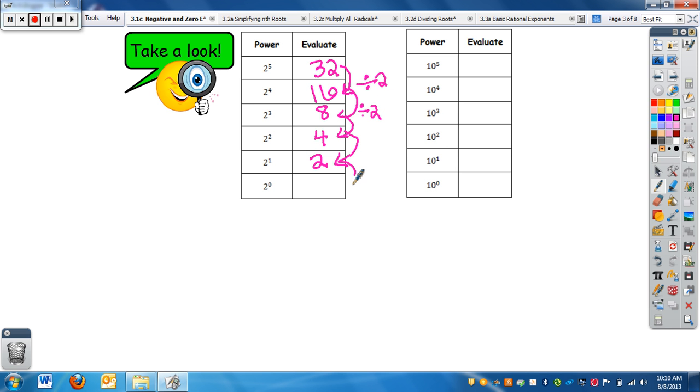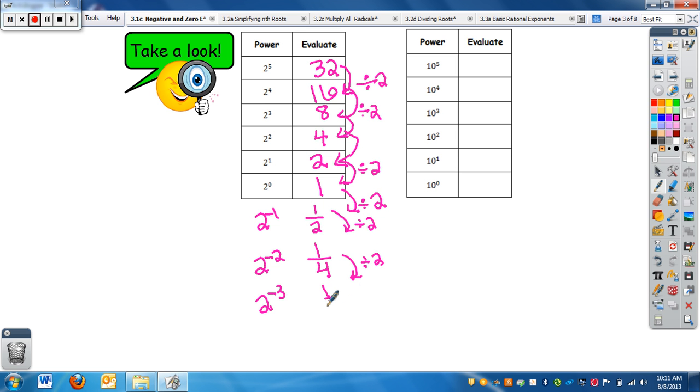So if I continue this without typing in 2 to the 0 into my calculator, well, 2 divided by 2 is 1. Well, in mathematics we have a lot of patterns, so we can continue this pattern and go 2 to the negative 1. Well, here 2 to the negative 1, if I divide 1 divided by 2, is 1/2. If I go 2 to the negative 2, do the next one, 1/2 divided by 2, if you cut a half in half, that means you only have 1/4. And I can do it one more time. 2 to the negative 3 is divided by 2 is 1/8.